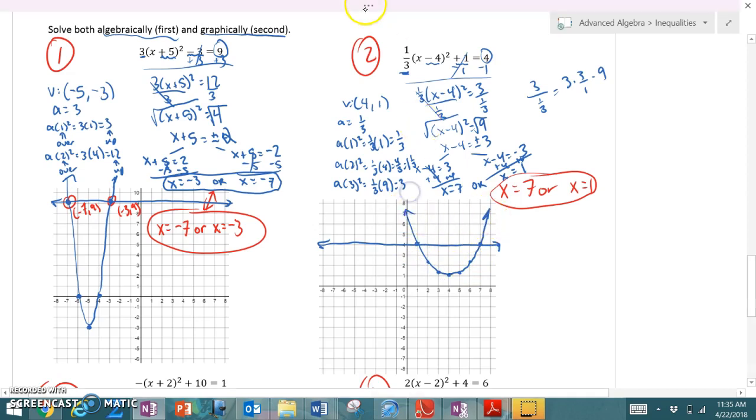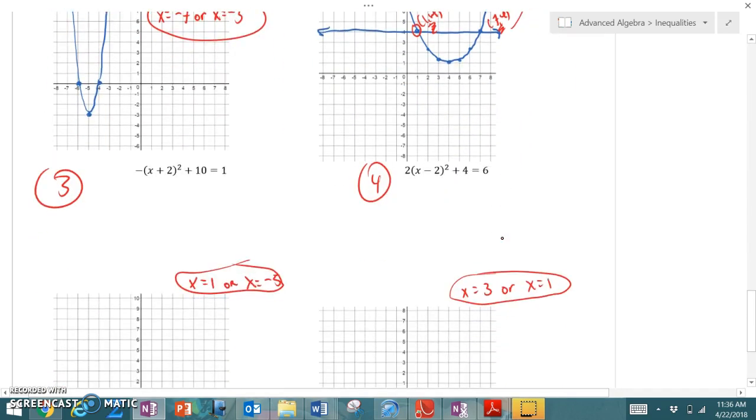Draw my parabola. And once again, I'll use some red to show those critical points. I got the point 1, 4, and the point 7, 4. So you can see again, I would have gotten x equals 1 and x equals 7 as we got.